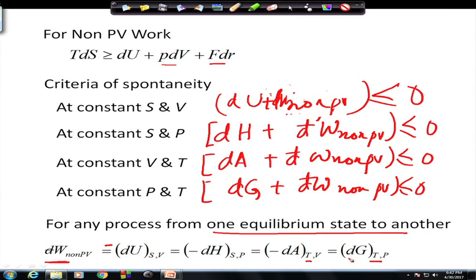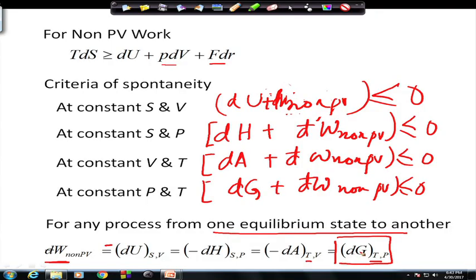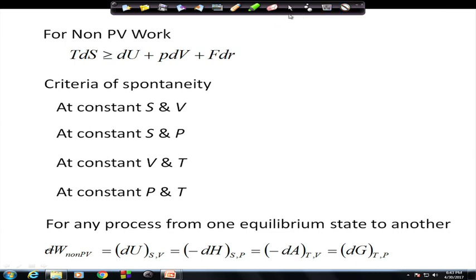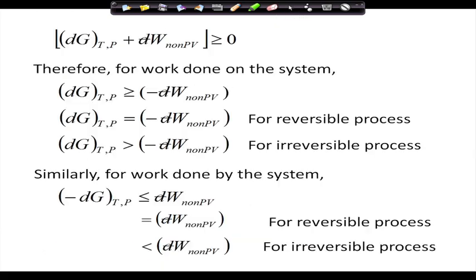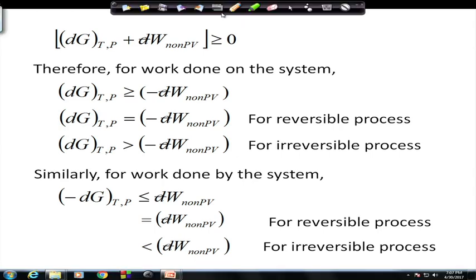Again, I would like to remind you that since we are mostly interested in constant temperature and pressure conditions, dG_TP is going to be of interest to us, right. So for non-PV type of work, from the last slide, let me write down this equation once more. What does this equation show? This is the equation which I had derived in the last slide.